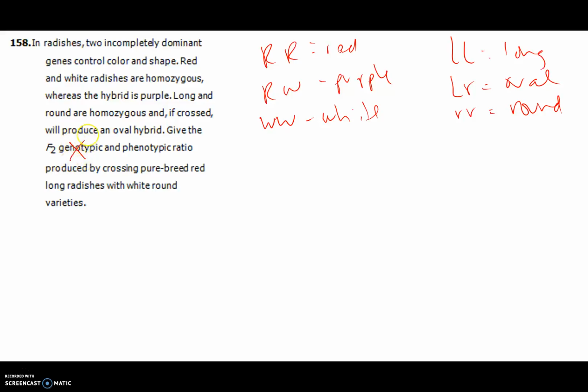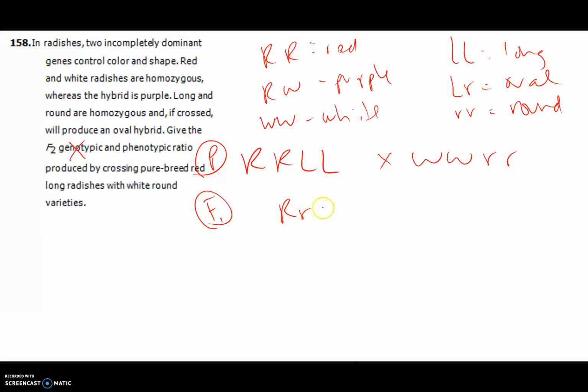Well, we're not going to do the genotypic. The phenotypic ratio produced by crossing purebred red long radishes with white round varieties. So white and round. So that's your parental. Your F1, when you cross them, will all be purple with oval shape. And then your F2 is going to be slightly different.